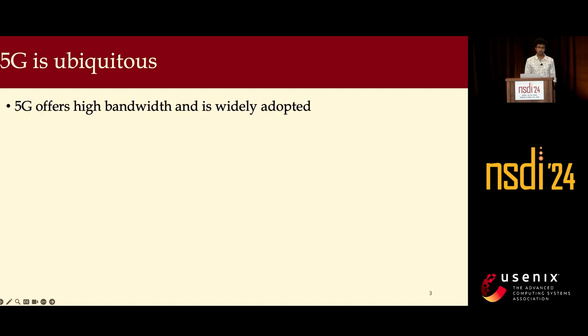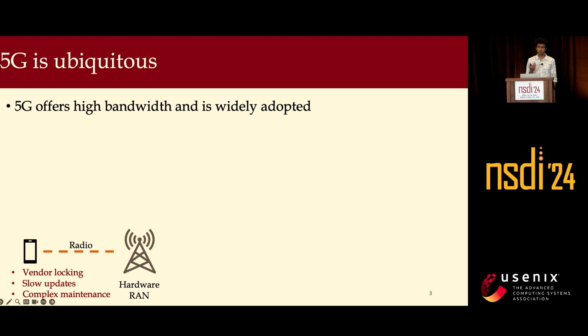So 5G is ubiquitous. It offers high bandwidth, and all of us use it to stream content, browse social media, and also maybe upload some content. Your phone sends data to a cell tower over radio network, and the cell tower processes it using proprietary hardware. Using proprietary hardware has some issues like vendor locking, slow updates, and hard to maintain.